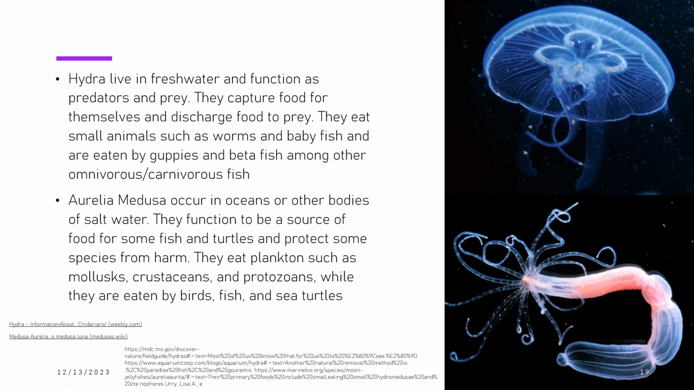Hydra live in fresh water and function as predators and prey. They capture food for themselves and discharge food to prey. They eat small animals, such as worms and baby fish, and are eaten by guppies and betta fish, among other omnivorous and carnivorous fish. Aurelia medusa occur in oceans or other bodies of salt water.